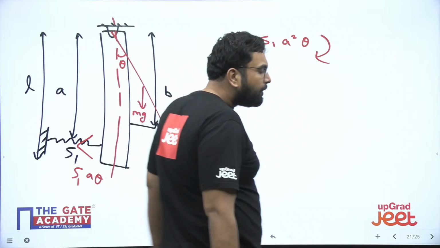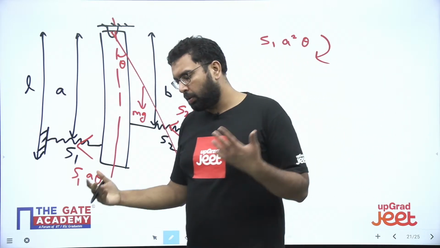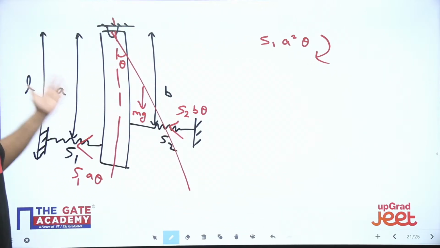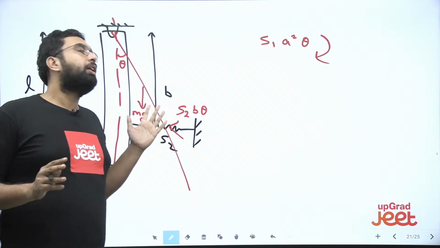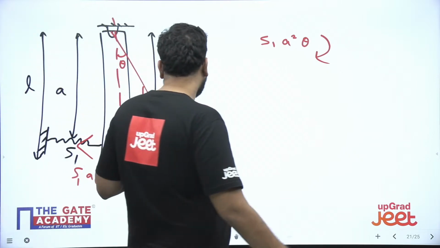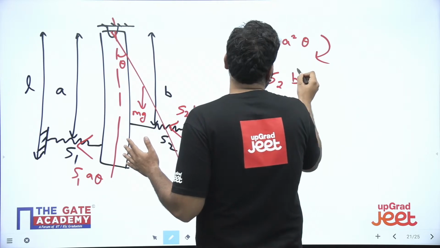If it is a vibration problem, all the moments will come in the same direction, whether clockwise or anti-clockwise. If you want to try it, give it a displacement in the opposite direction, and you will see that all the moments will come in the anti-clockwise direction. Are you getting my point? So this is going to be S2 B square theta.